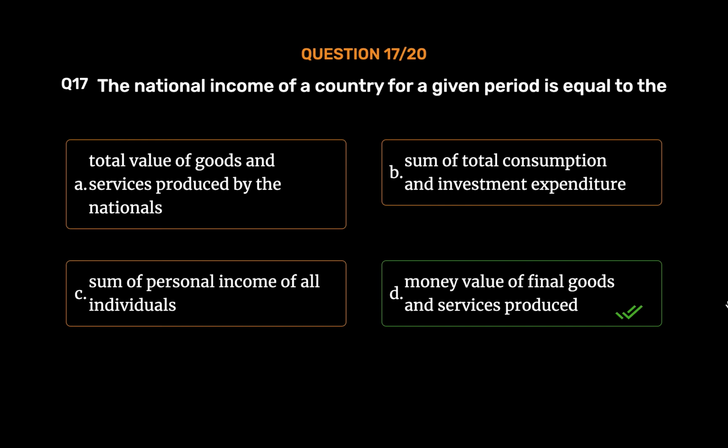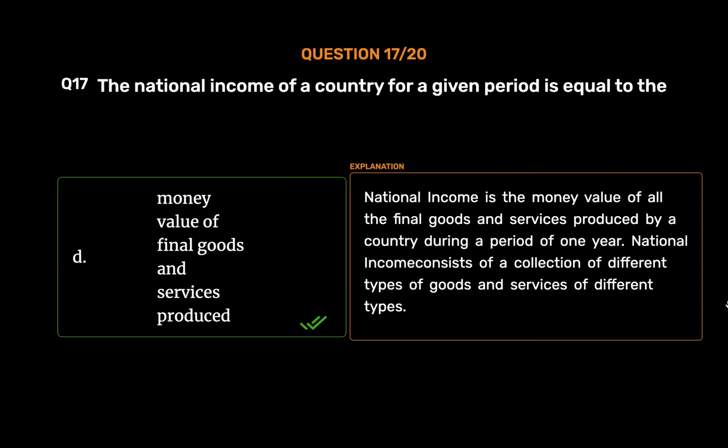Money value of final goods and services produced. National income is the money value of all the final goods and services produced by a country during a period of 1 year. National income consists of a collection of different types of goods and services of different types.